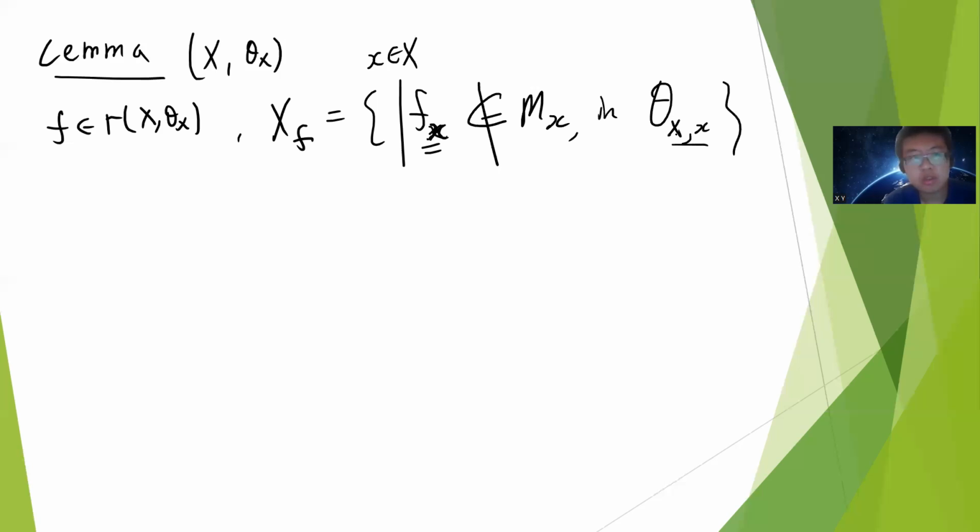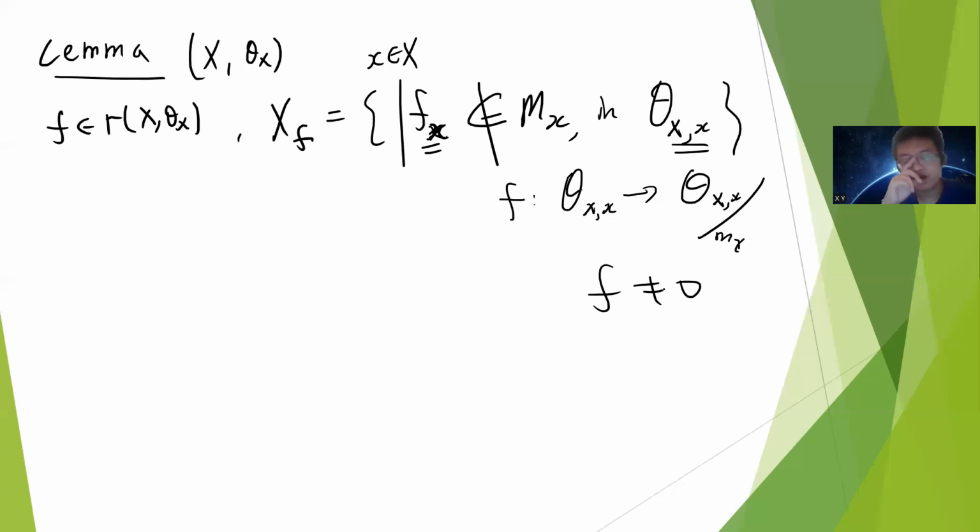Notice this is a scheme, so O_{X,x} is a local ring, so there is a unique maximal ideal called m_x. I take all the points such that the representative of f is not in the maximal ideal. Simply speaking, if you view f as a function from O_{X,x} to O_{X,x} modulo m_x, then f is not in m_x. Basically, you can think that f is non-zero. So simply speaking, we take the points where f is non-zero.